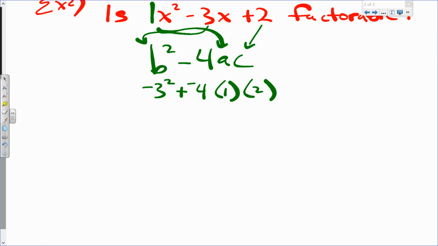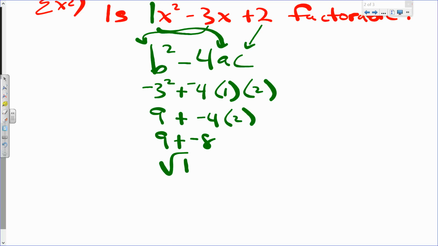So negative 3 to the second power, that's going to be positive 9, because negative 3 times negative 3 is positive 9, plus a negative 4 times 1 becomes negative 4, and then a 2. So we got a 9 plus a negative 8. What does that become? 1. Is 1 a perfect square? It is. If I take the square root of 1, you get 1, because 1 times 1 is 1.